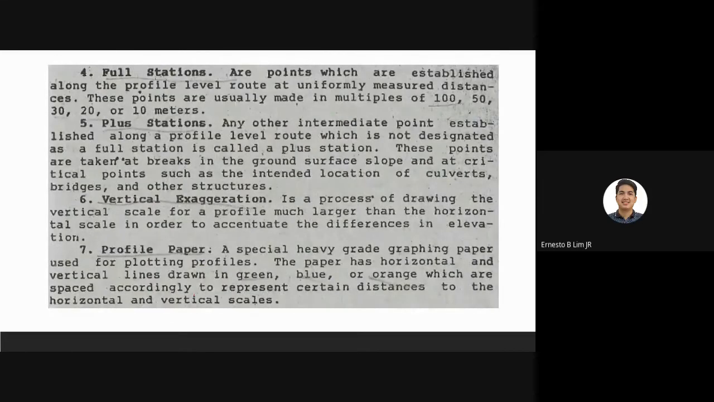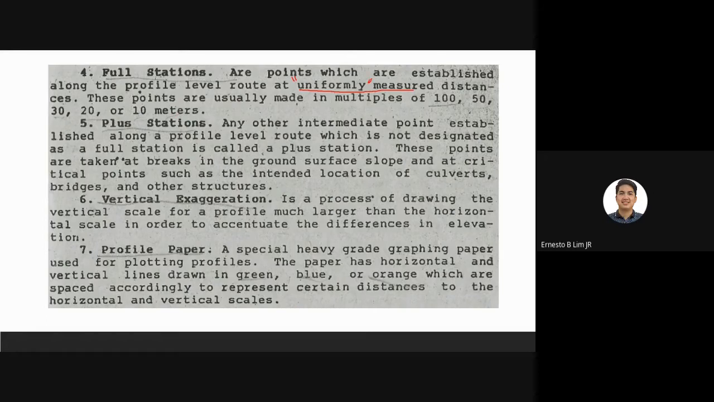Fourth one is the full stations. These are points which are established along the profile level route at uniformly measured distances. These points are usually made in multiples of 50, 30, 20, or 10 meters. It depends on your decision on what would be your full station. Okay, so this is uniform. The keyword there is uniform measured distance.